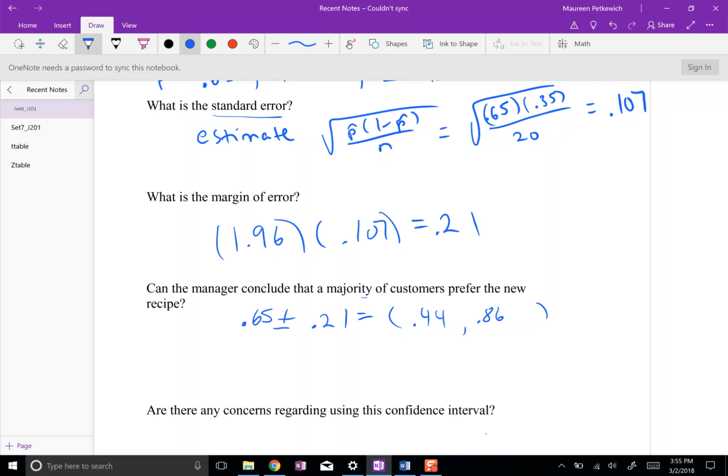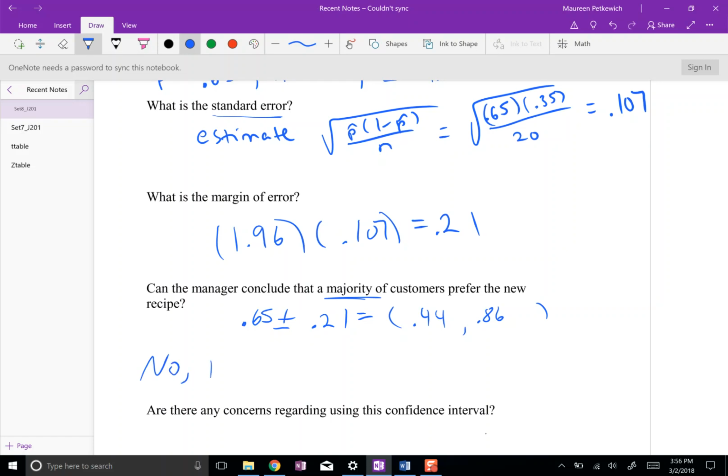So can we conclude that the majority of customers prefer the new recipe? Well, the problem is that the majority means 50% or above. So part of our interval is above 50%, but not all of the interval. So it's kind of inconclusive. I really can't definitively draw that conclusion, so I would say no.